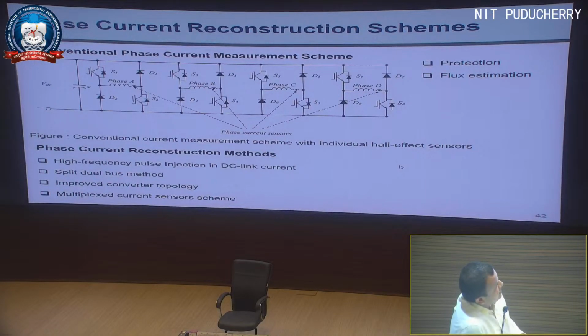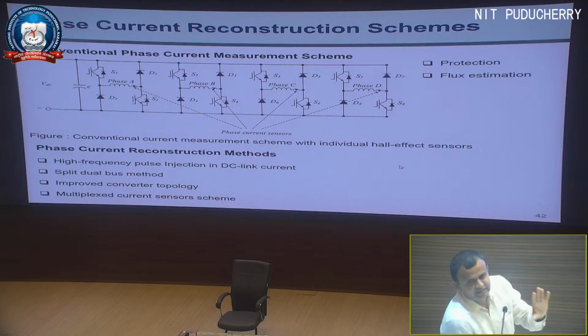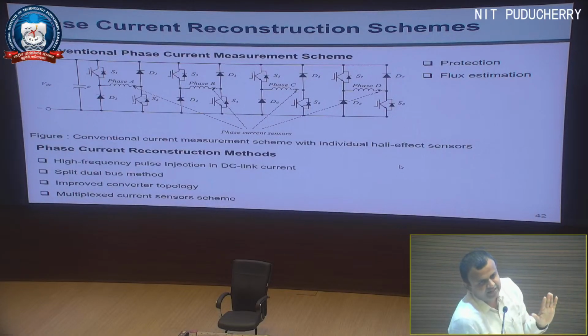Apart from the DTC, we have also tried the phase reconstruction schemes. That means we try to reduce the number of sensors, because in the first slide we showed that 4 current sensors are required for 4 phases. So what if at least 1 current sensor is saved? But there is a catch. The moment I reduce 1 current sensor and try to recreate the 4th, for example let us say D phase, I am not connecting any sensor, and from the 3 measured currents I try to create this D phase, but I am again putting the burden on the 3 current sensors. That is the catch. But we are just trying to prove that it is possible.